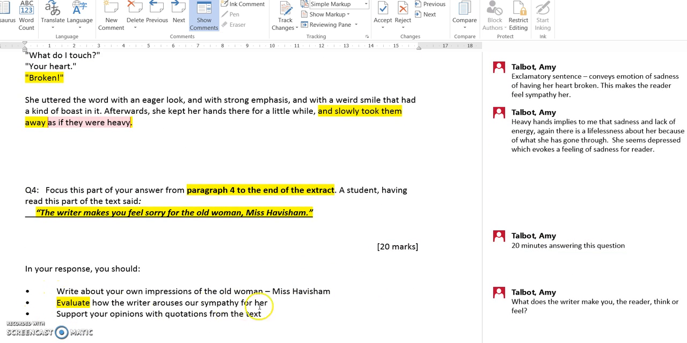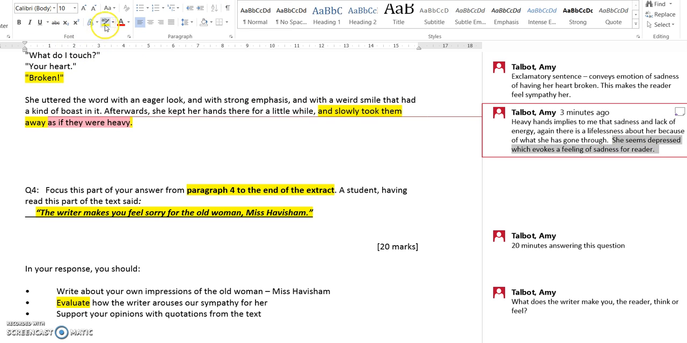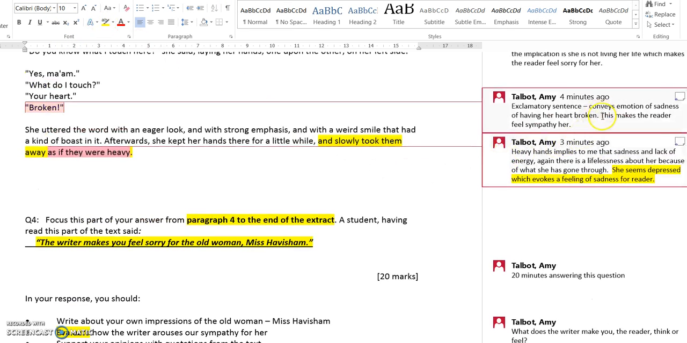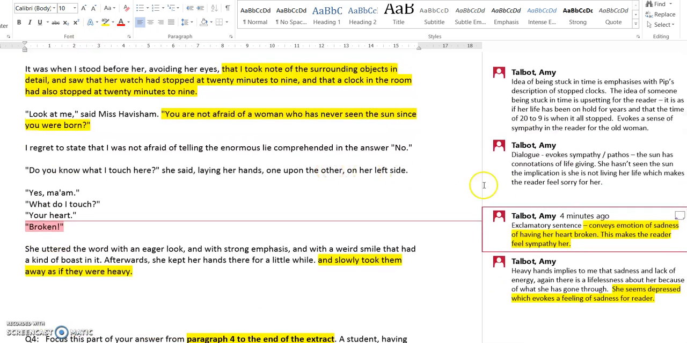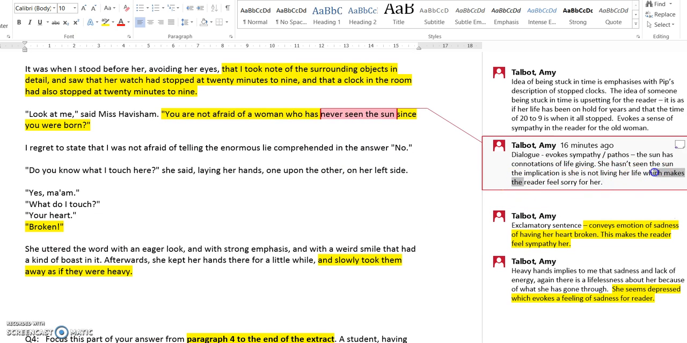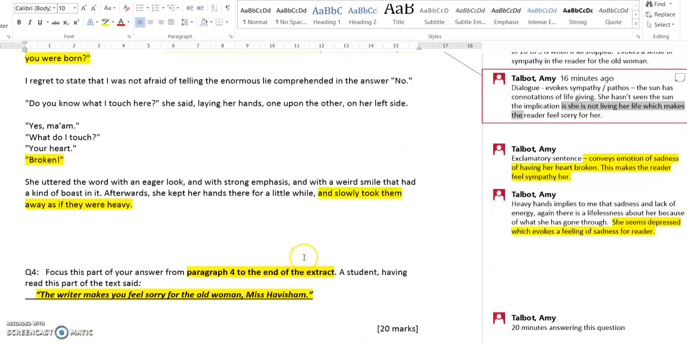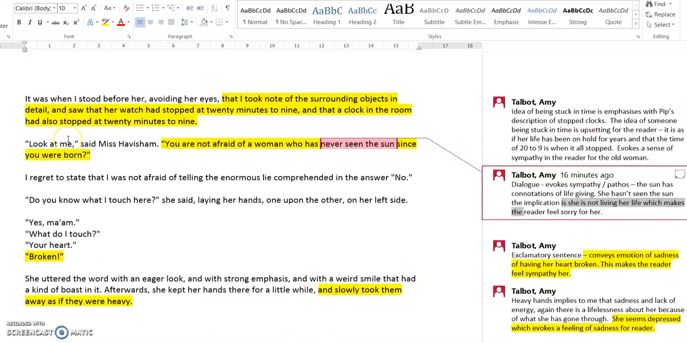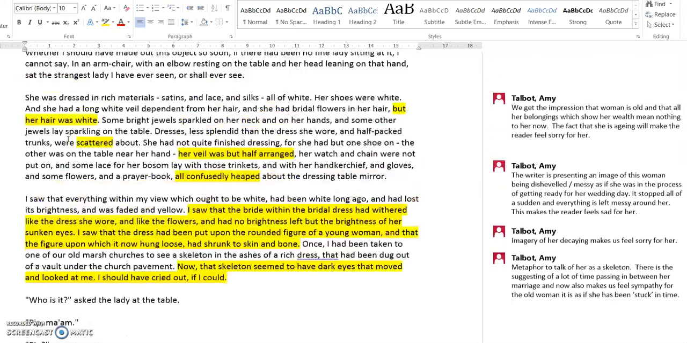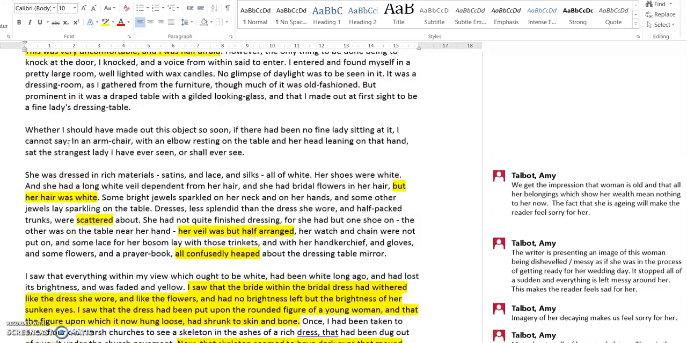Evaluate how the writer arouses sympathy for her. I've done that all the way through. So she seems depressed, which evokes a feeling of sadness. Some highlighting going over here. It conveys the emotion of sadness. It makes us feel sympathy for her all the way through. She hasn't seen the sun. The implication is she's not living a life, which makes the reader feel sorry for her. So all the way through, I've got that evaluation. And support your opinions with quotations from the text. Everything I've said is based on a quotation in the text, so I can use those to support my answer.